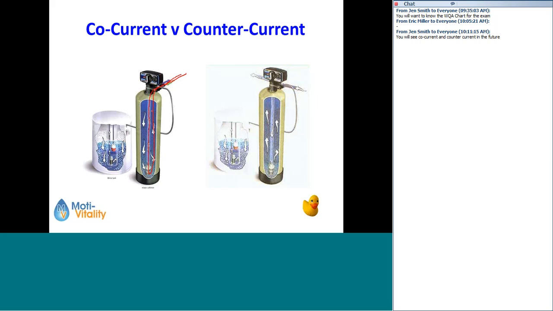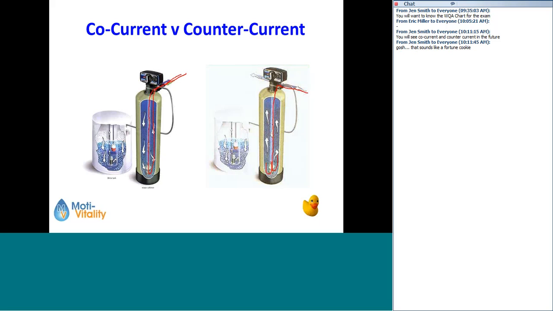The co-current regeneration flows the same direction as service flow. What countercurrent does, countercurrent goes in through the valve and down through the distributor tube and up through the resin. Now this is really important. Countercurrent is definitely a better way of doing it, no question about it. It's way better, and here's why.